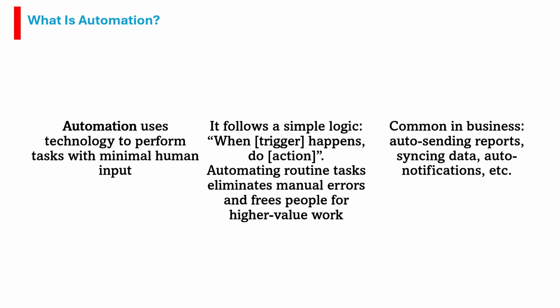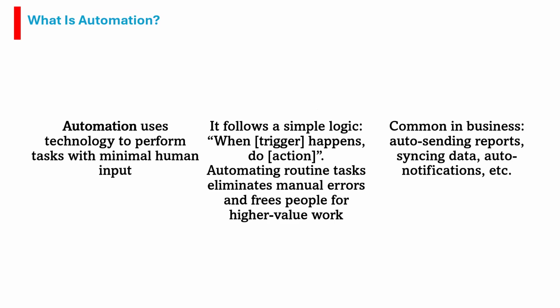For example, when something happens, do this. When you receive an email, do this. When there's a notification, do this. When there's a text, do this. In n8n, we call it a trigger. When there's a trigger, perform this action. So that's what automation is all about: automating routine tasks, eliminating human errors, and freeing humans for higher value work.